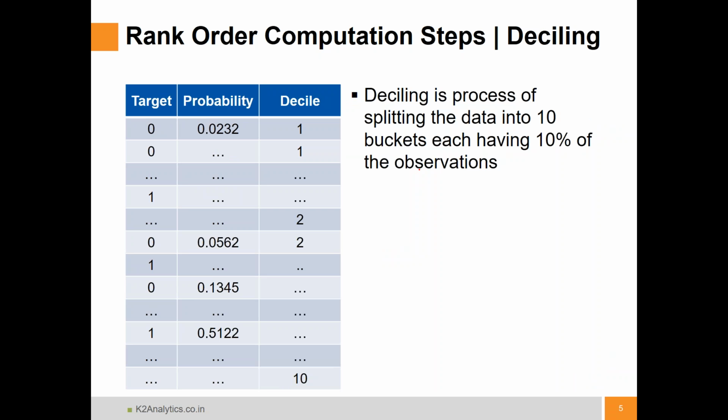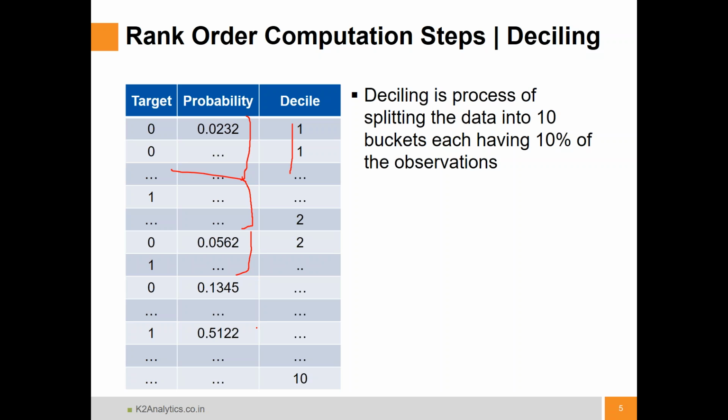Can I, based upon the sorting, break this entire data into 10 groups? So I'll start with the lowest probability, take 10% of the data set and call all of them decile 1. Then I'll start from here, take the next 10% of data and call all of them 2. Then I'll take the rest of this data and keep saying 3, 4, 5, 6, 7, 8, 9, 10. Deciling is basically, a decile is 10% of data.